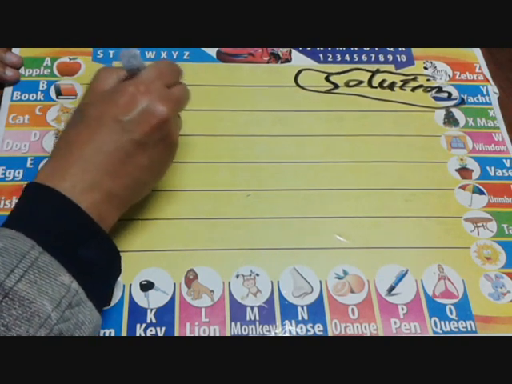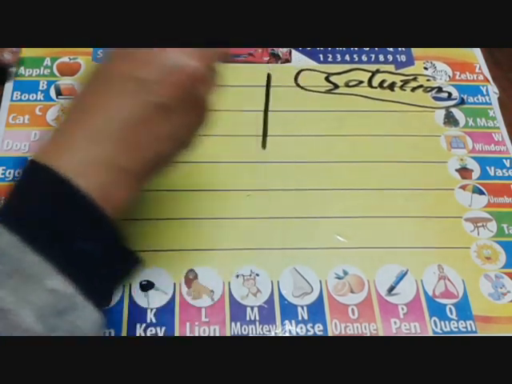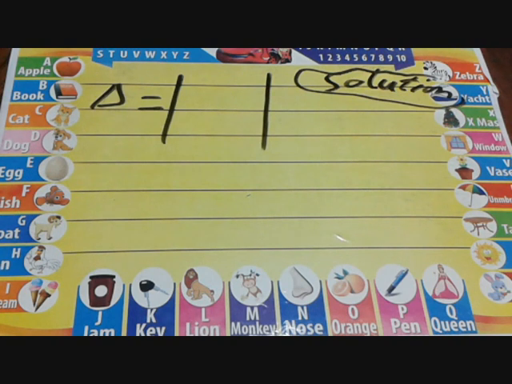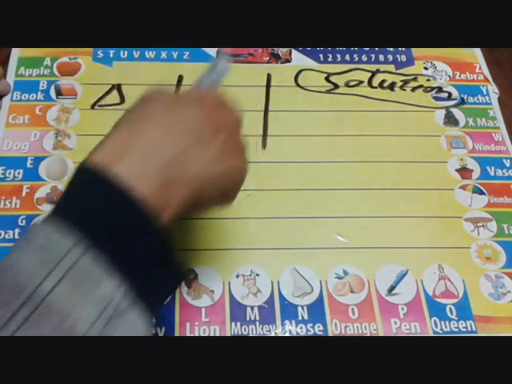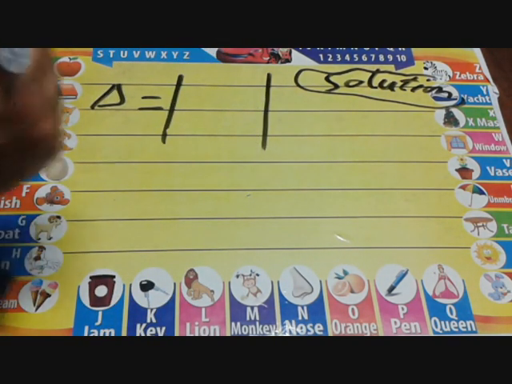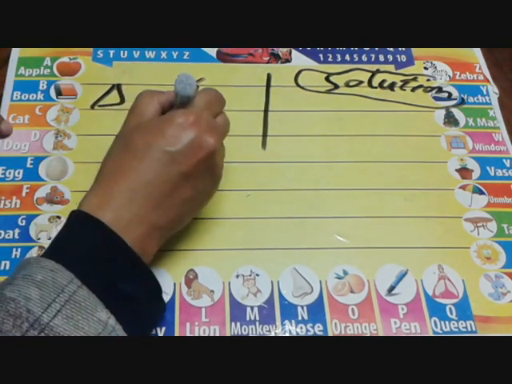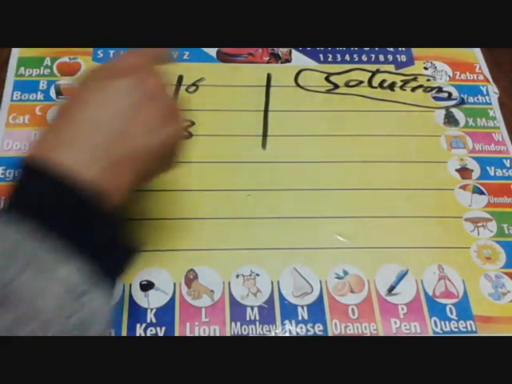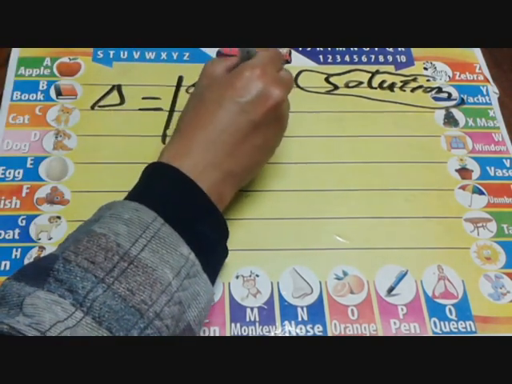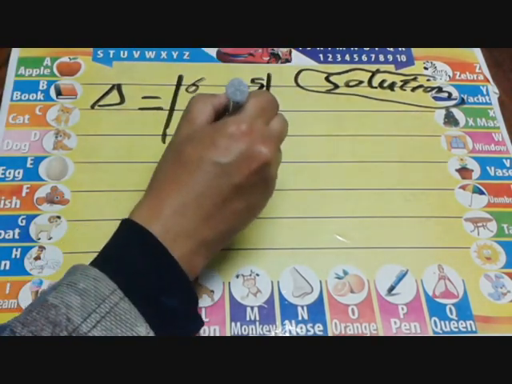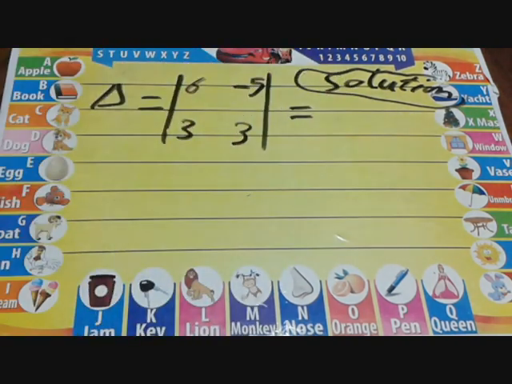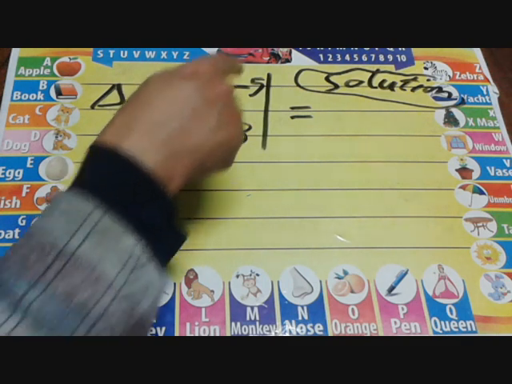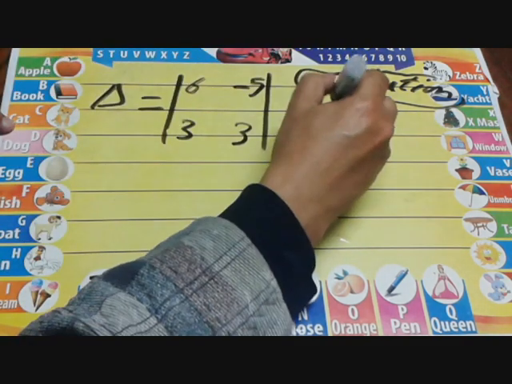Delta equals this determinant of the coefficients. What is the coefficient of x? Put it here. And the coefficient of y. Coefficients of x are 6, 3. The coefficients of y, negative 5, 3. What is the value of this determinant? This times this minus this times this equals 33.